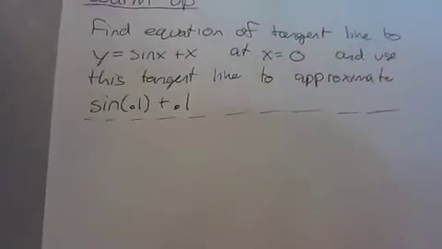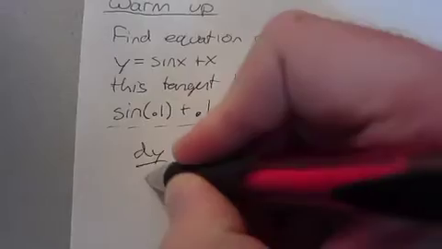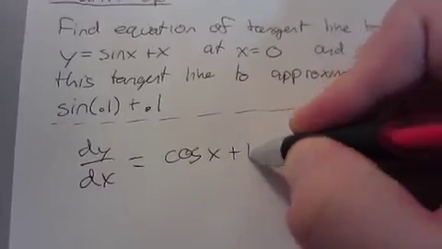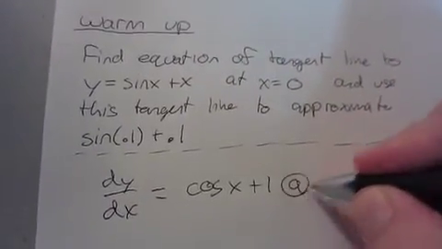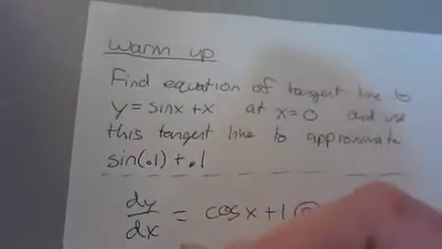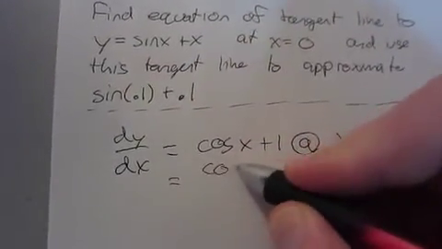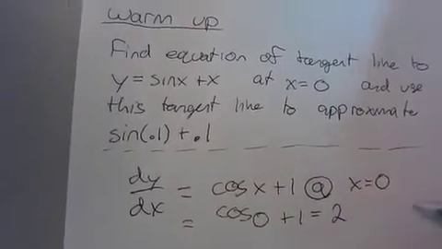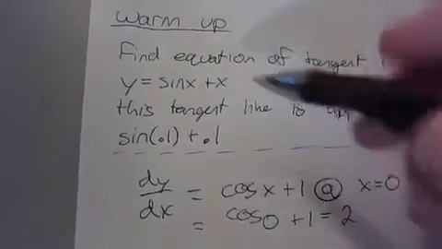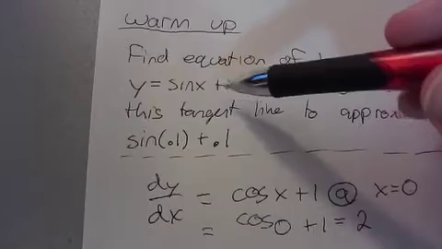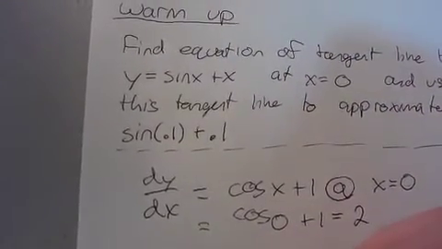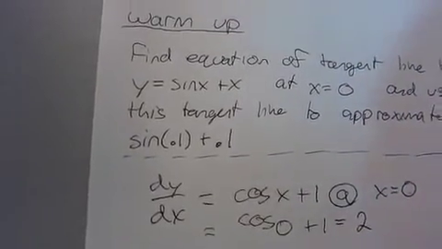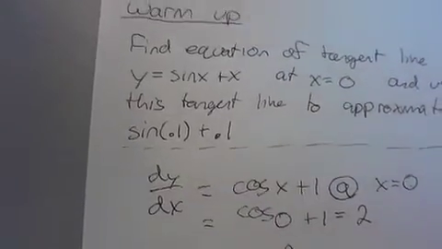Alright, welcome back. So we get that dy/dx is going to equal cosine x plus 1. So we're going to evaluate that at x equals 0, so that means it's equal to cosine of 0 plus 1, so that would be 2. And since it goes through the point 0 on x and 0 on y, its y-intercept is 0, so we have y equals 2x as the equation of the line. So that's the straight line approximation.